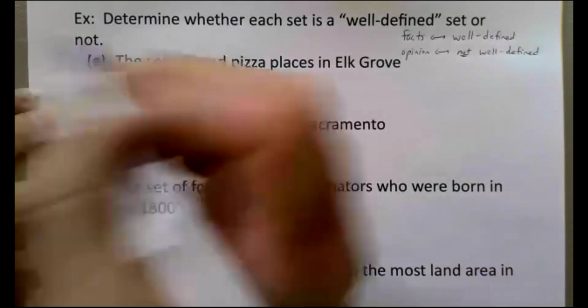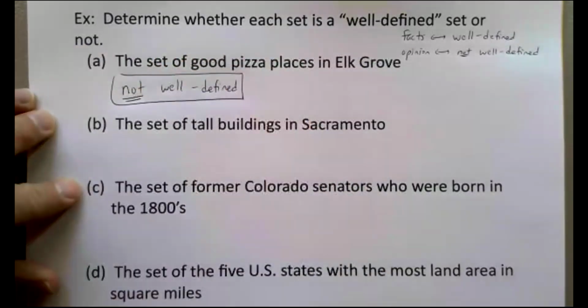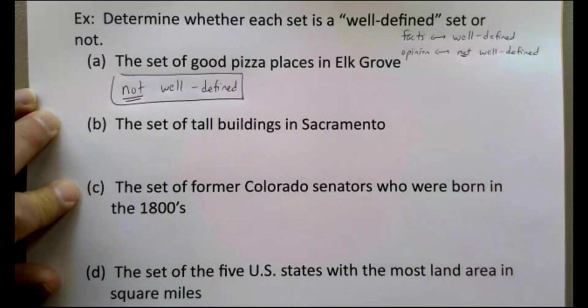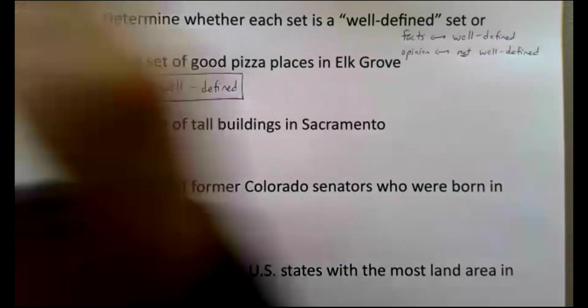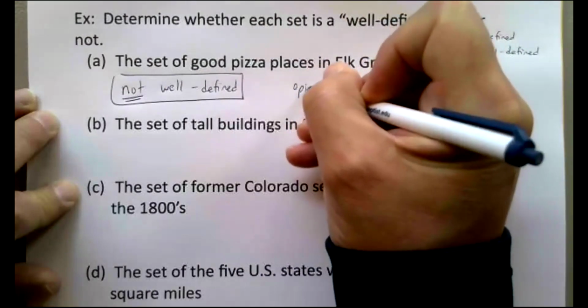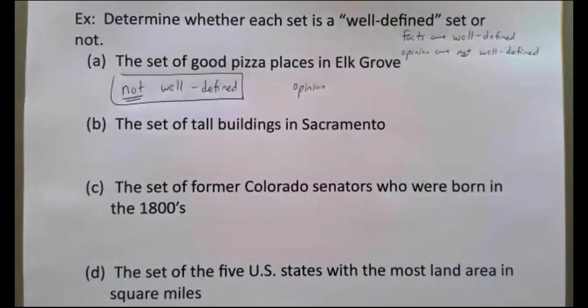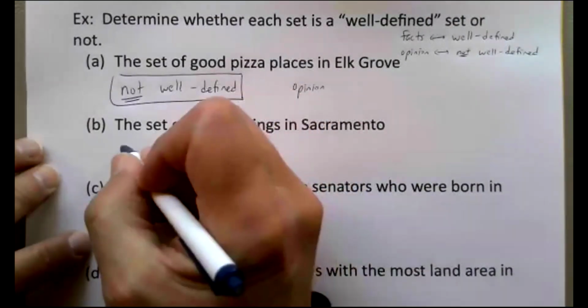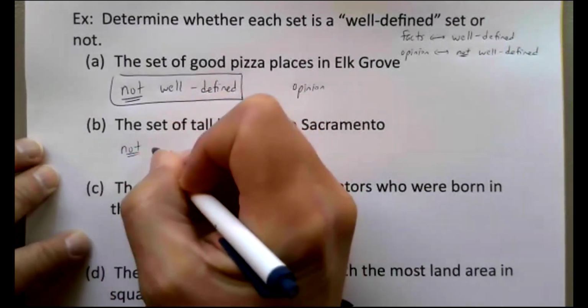It's not a well-defined set because different people might have different answers. What you think of as a good pizza place in Elk Grove, somebody else might not, and vice versa. Not a well-defined set because it has to do with your opinion. It's not a factual question. It has to do with your opinion. Same actually with part B. Part B is not a well-defined set.